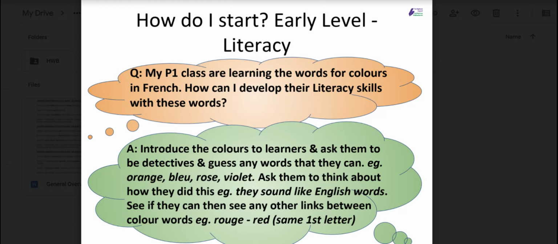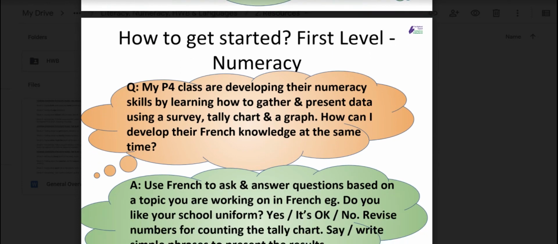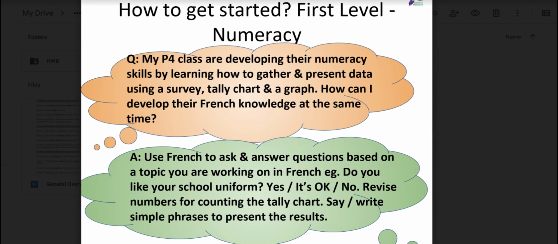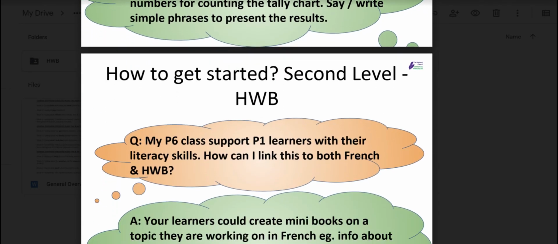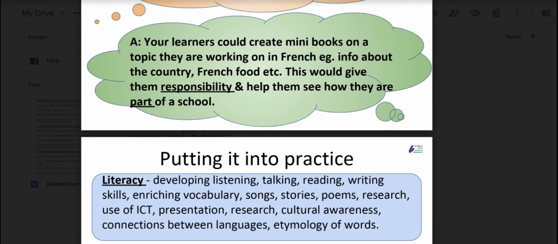The starting point for early is the French language. The starting point for first level is the other curricular area, and here it's numeracy. And for second level, the starting point is an interdisciplinary topic, trying to contextualize learning and bring everything together. And for each, there's a question and a possible example activity.